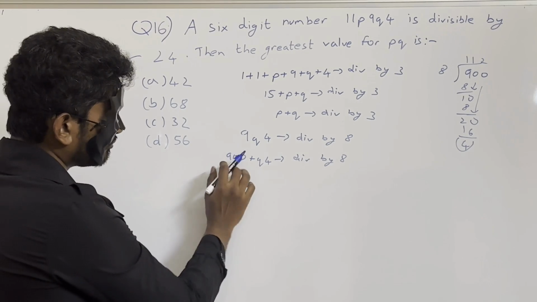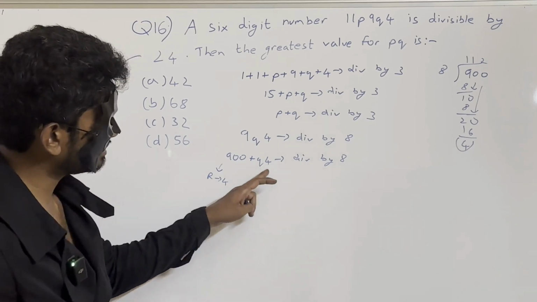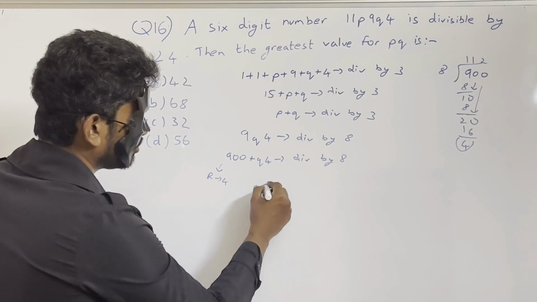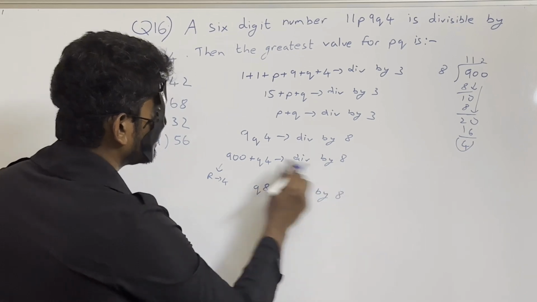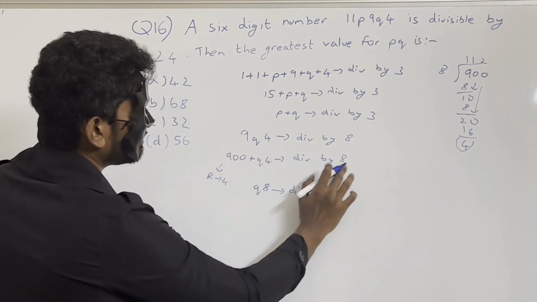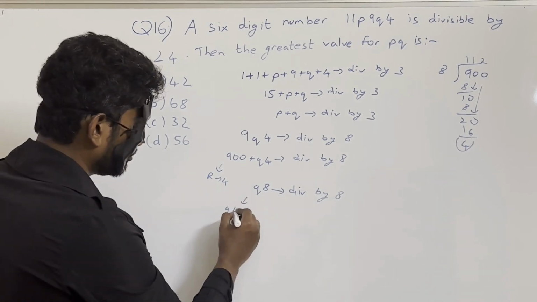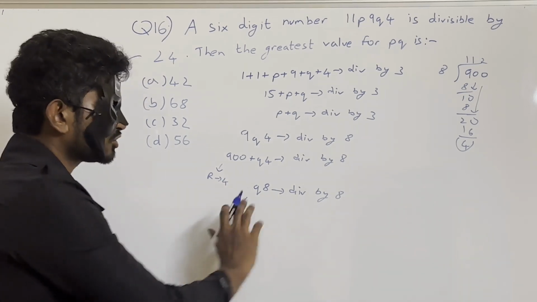So on dividing 900 by 8, the remainder is 4, right? This 4 will add to this number. It's nothing but Q4 plus 4, it's nothing but Q8. So Q8 should be divisible by 8 for this entire number to be divisible by 8. Q8 is nothing but Q4 plus this 4, which is this remainder 4. So Q8 should be divisible by 8.